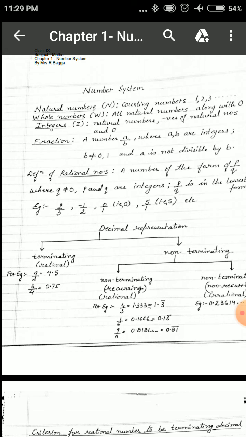For example, in the case of recurring, we have 4 upon 3, which when divided gives you 1.3333 and so on. Also, 1 upon 6 when divided gives you 0.1666. Here we observe that 6 is being repeated. In the other case, we have a decimal 0.23614, which is again extending up to infinity, but the digits are not repeating. So, the examples for both are given below.